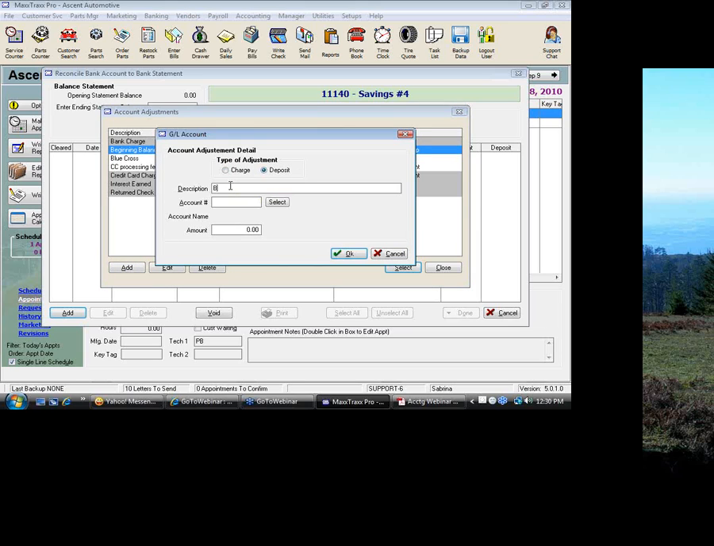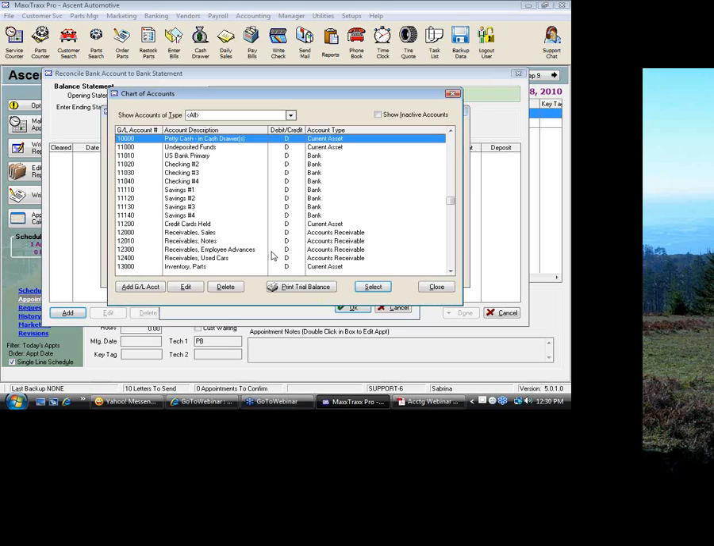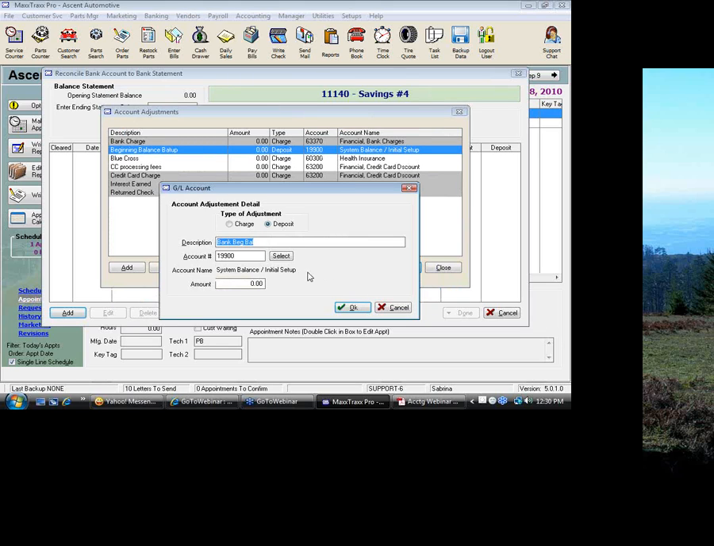I would call it maybe Bank Beginning Balances for short. And I would say, where do I want these adjustments to go to? Let's check here. They actually go to a system balancing account. We're going to talk about that in about 5 minutes, but let's just select it so we have another one in there, just so you can see how the whole process works. Just double click or click the select button.